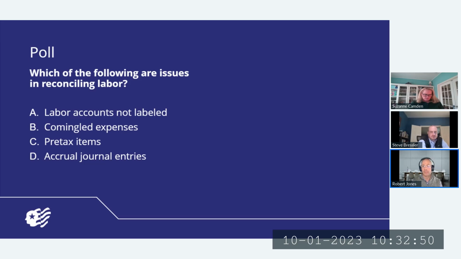So the correct answer is all of these. So hopefully some of you did select all of them. Remember that we talked about the importance of labeling labor accounts, making sure that we don't commingle expenses, knowing that pre-tax items are going to affect the total amounts that we see on 941 and how we reconcile that to total claimed labor within the incurred cost proposal. And again, various issues with accrual journal entries.